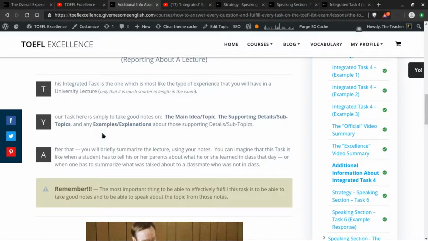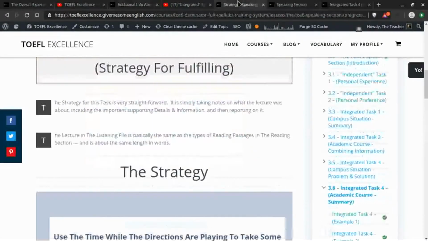And then, of course, with each of those supporting details or subtopics, there's usually either an example of that or some sort of an explanation. And those are the things that you have to take notes on. All right, so let's go over the strategy.